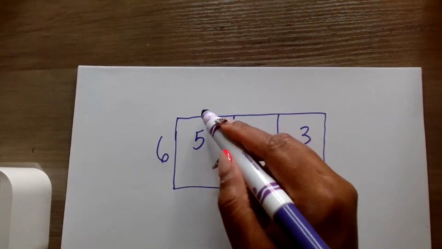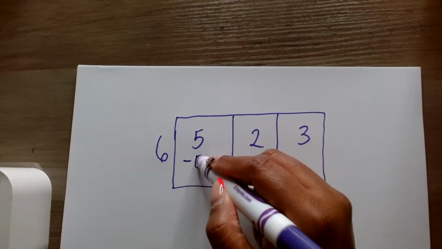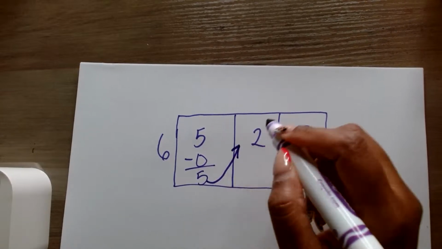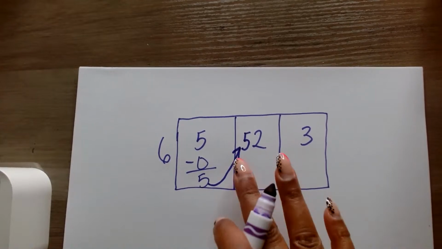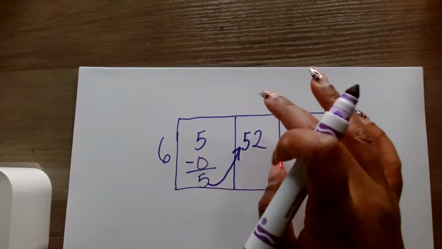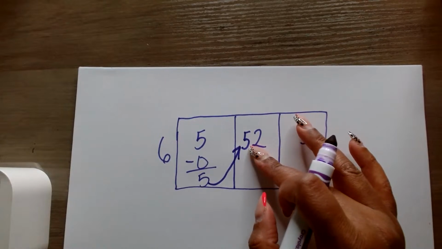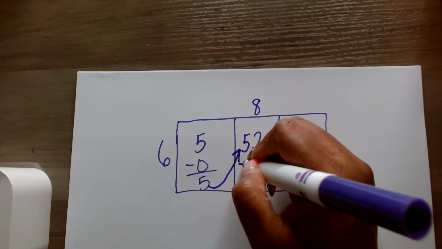So can anything go in our 5? Nope. So this time we're subtracting by 0, which gives us 5, and then we're going to bring it up instead. So now 52 is in that box. So now we're saying what times 6 gets us really close to 52, and that's still 8. And then we're going to subtract in our box.